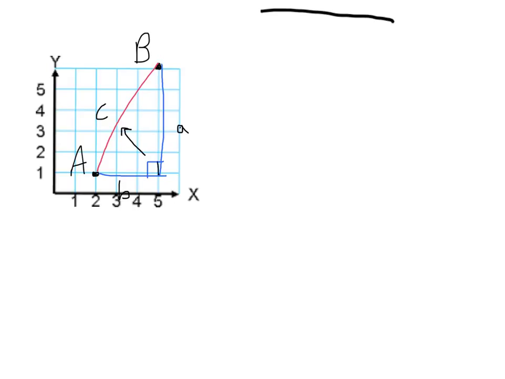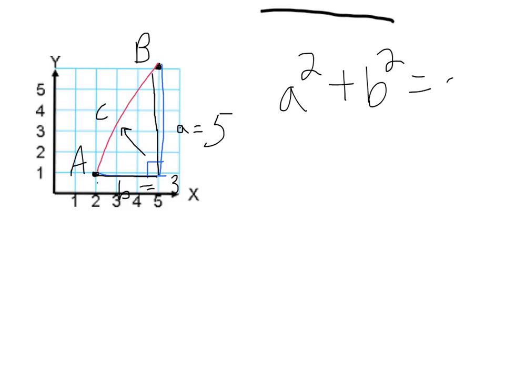I can count 1, 2, 3, 4, 5 units. So a equals 5. And what is the length of b? It's 1, 2, 3 units. b equals 3. And now I can plug into our formula to get the distance. Let's do that. Please follow these steps and write them down. a squared would be 5 squared. b squared would be 3 squared equals c squared.